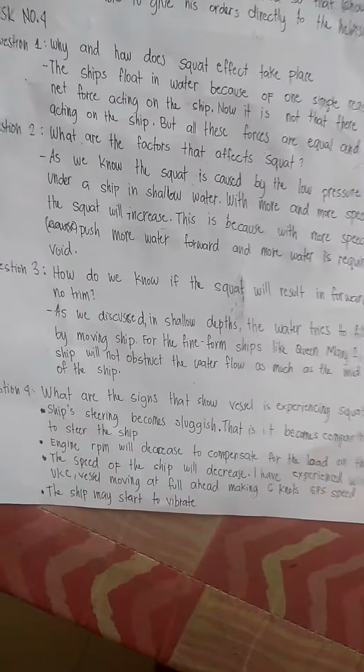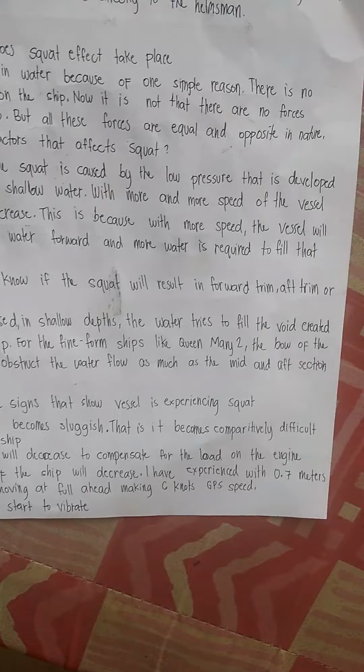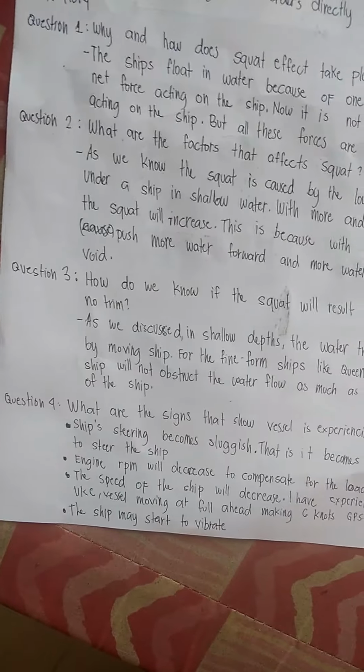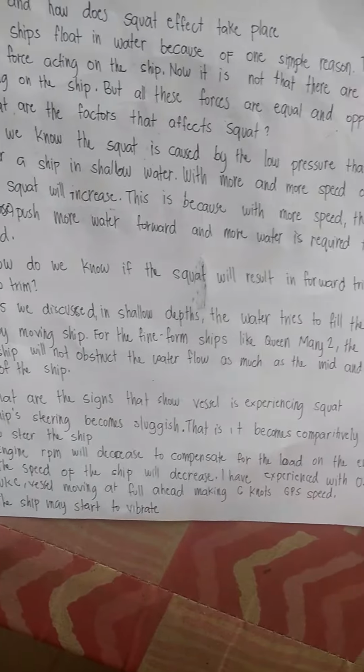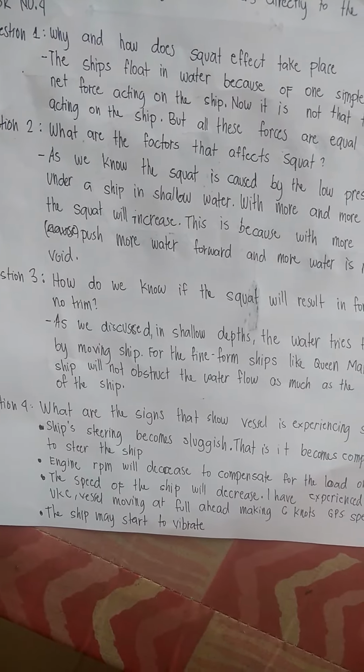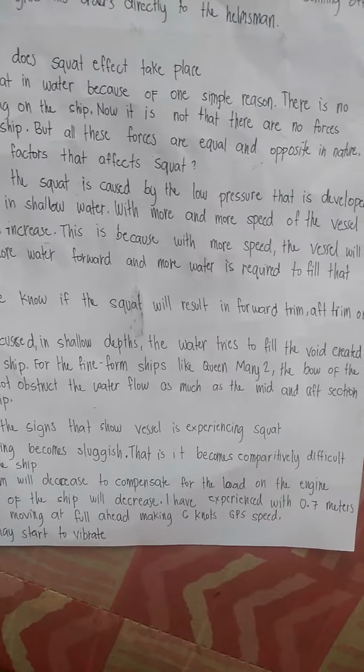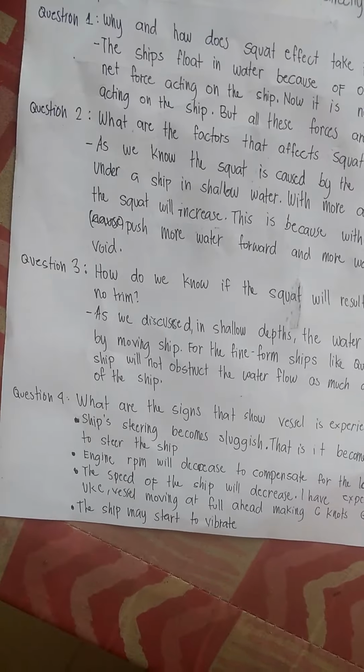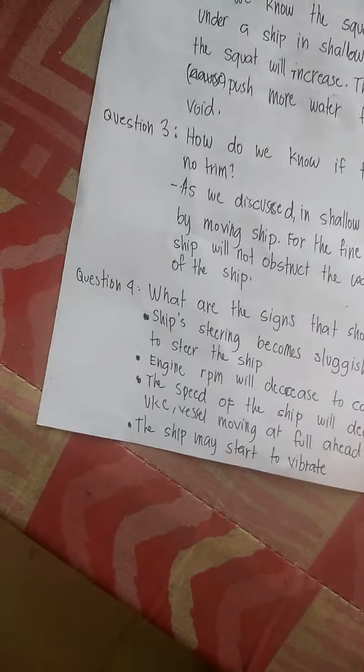Question number 3, how do we know if the squat will result in forward trim, aft trim, or no trim? As we discussed, in shallow depths, the water tries to fill the void created by the moving ship. For fine-formed ships like Queen Mary 2, the bow of the ship will not obstruct the water flow as much as the mid and aft section of the ship. Then question number 4, what are the signs that show a vessel is experiencing squat?